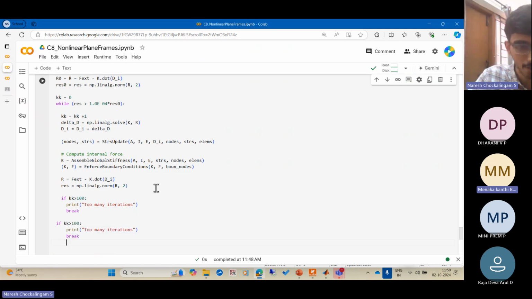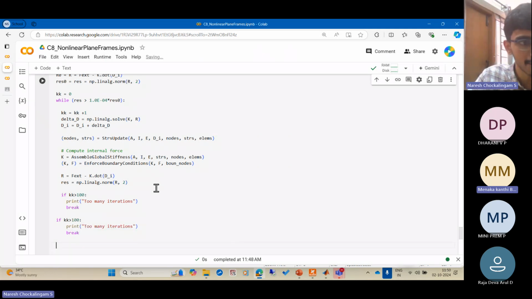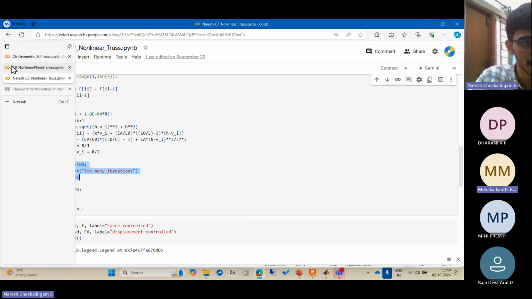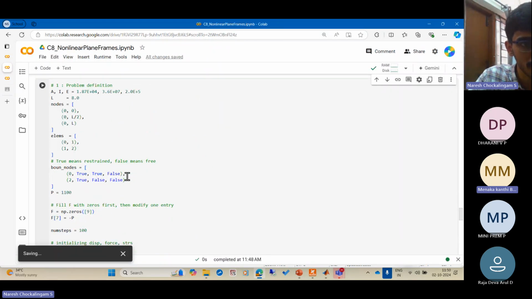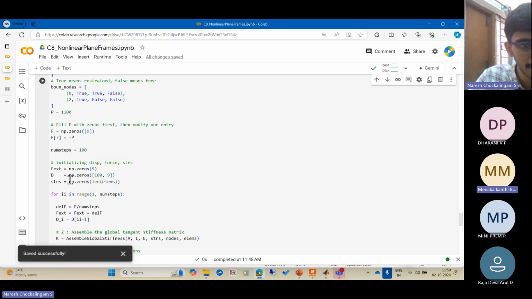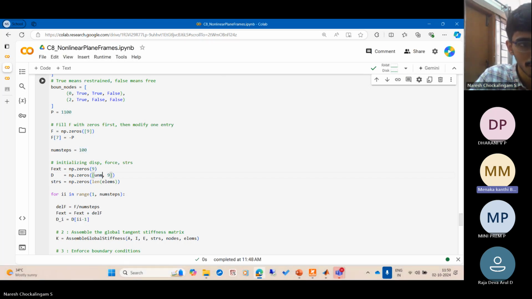And let it print. If there are too many iterations, it will break here. And if it has converged, then it has to do the update. So V of II is equal to Vi. Similarly here, D of what did we call it? D is equal to like by 100. I made it num steps, right? So it is num steps.